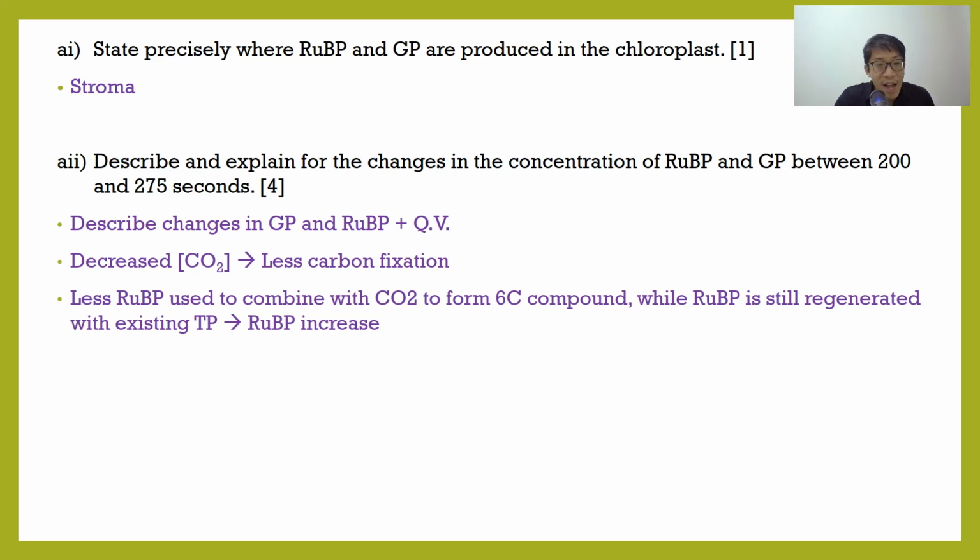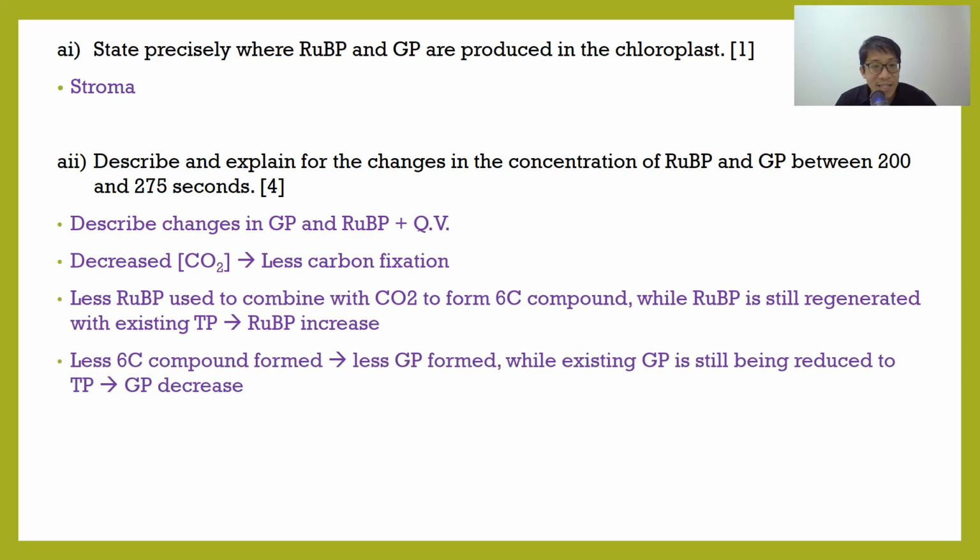Okay. As for GP, because there's less carbon fixation, there's less of the unstable 6-carbon compound formed, and therefore less GP is formed. And whatever GP that's already existing is still being reduced to TP. So there's a net decrease in the concentration of GP.